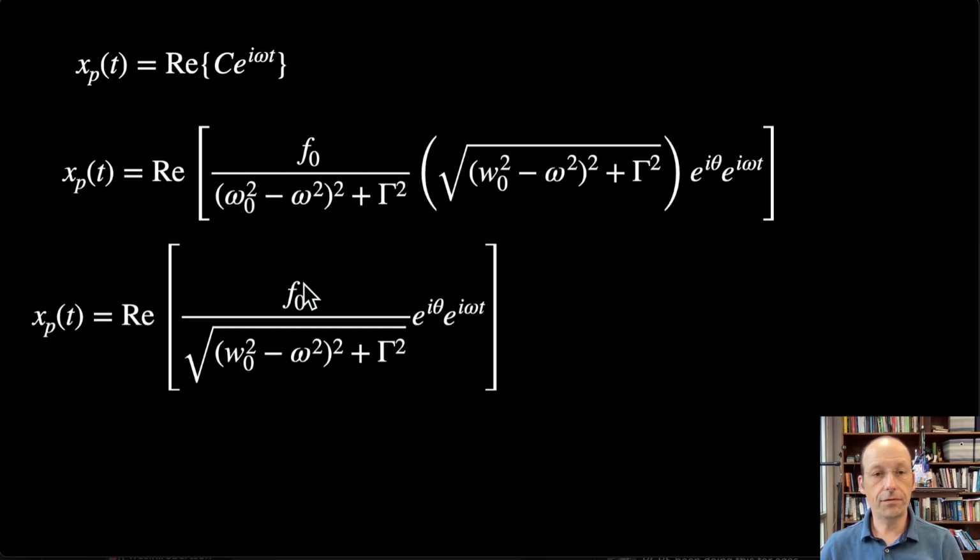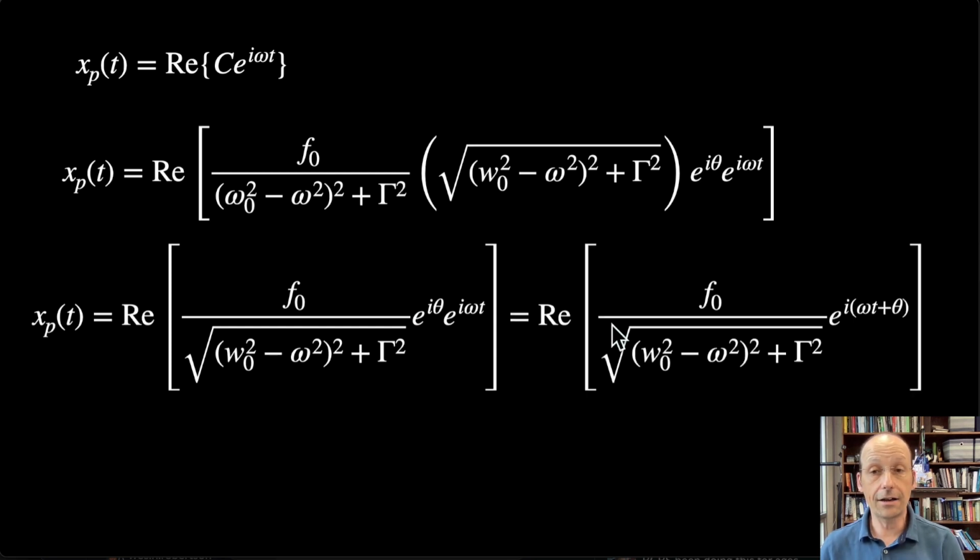So now I have f0 over the square root of all that, and then I have e to the i theta times e to the i omega t. Since those are multiplied by each other, I can add the exponents, and I get e to the i omega t plus phi. And so now we're in a good spot, right? Because I know how to deal with the real part of an exponential.